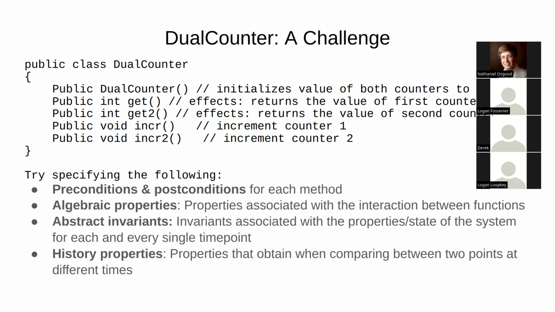Good. So increment yields the value of counter 1 to be 1 bigger than the old value of counter 1, and increment 2 changes the value after increment 2. If you call get 2, the value is 1 more than the old value from this counter, for counter 2 specifically. Okay, how about algebraic properties?